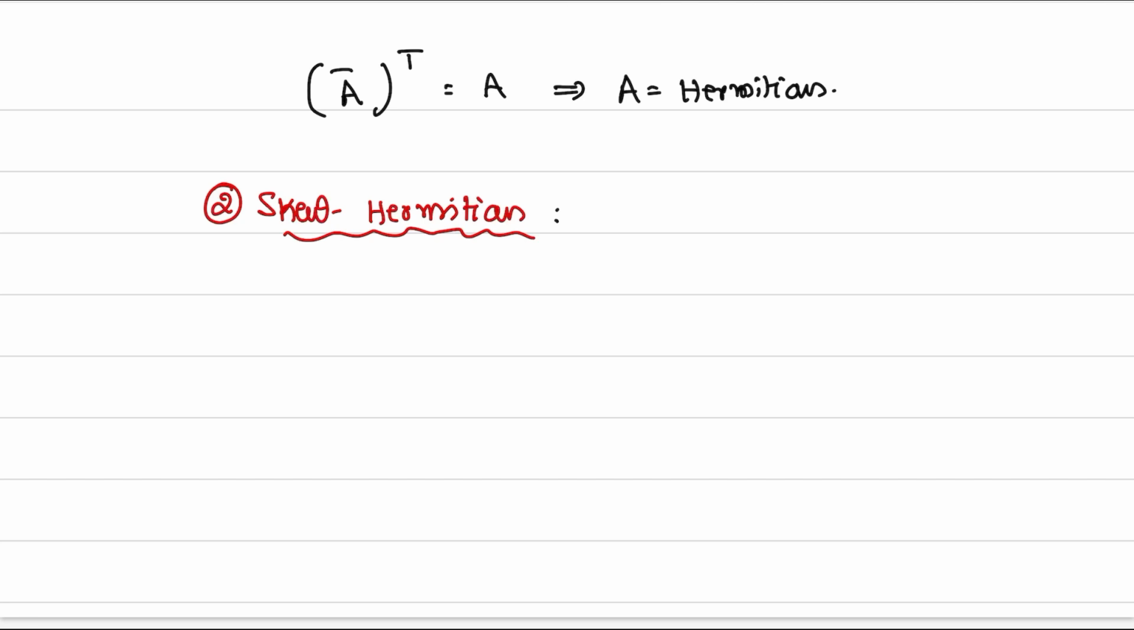A matrix can be called a skew-Hermitian matrix when the negative of the conjugate of that matrix transpose is equal to A itself. Then it is called a skew-Hermitian matrix.